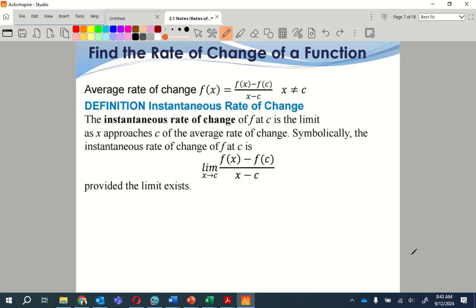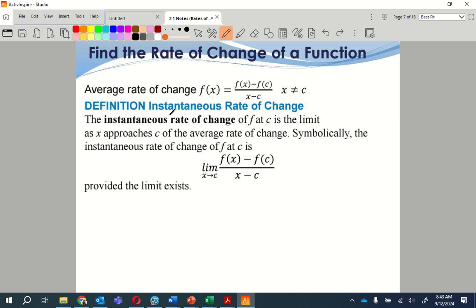There we go. Now, finding the rate of change of a function, average rate of change. Okay, this is actually going to be the secant line. It's just a slope in between 2 points. Average rate of change is just a secant line. So I'm estimating in between 2 points.